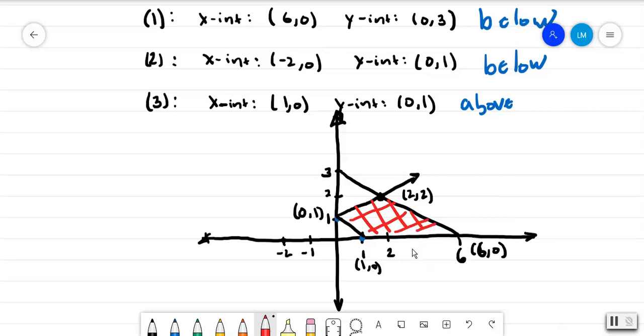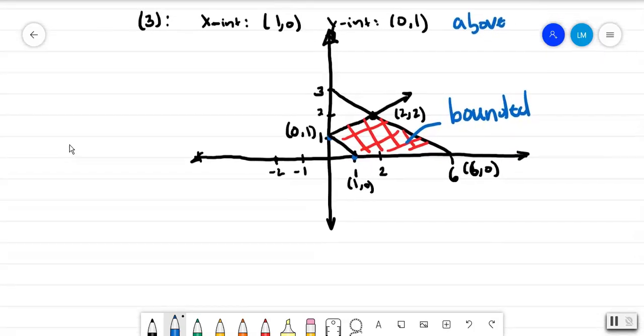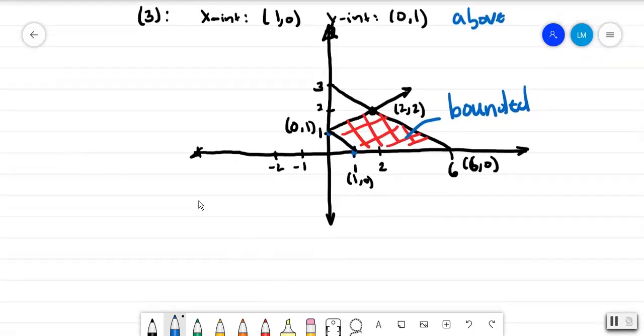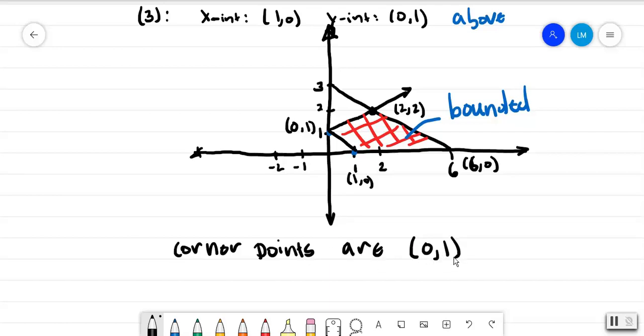Now, I have that the feasible region that falls over here is basically what we call bounded. So we have that this area is bounded, but we also have a set of corner points. The corner points are as follows: (0, 1), (2, 2), (6, 0), and (1, 0).